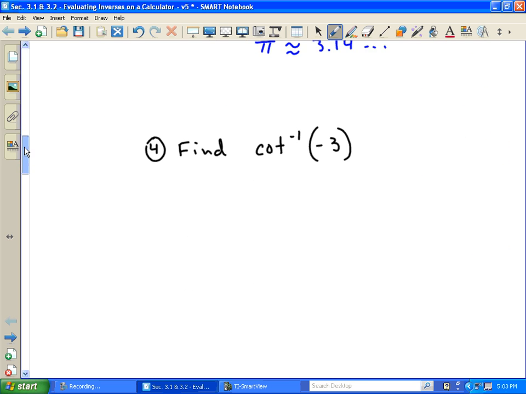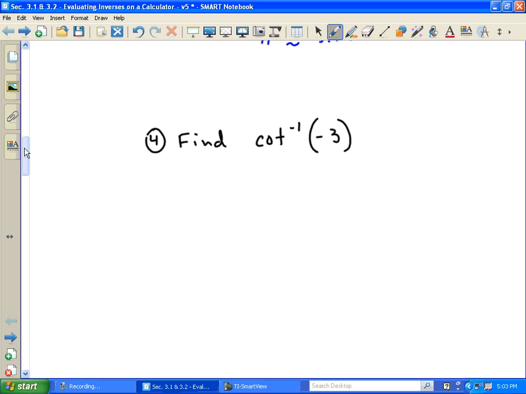As another example, let's find cotangent inverse of -3. Now I'm going to let you realize that on this particular example, I show you something different than what the book shows you. If you'd like to do the way the book shows you, that's fine. If not, here's another way to do it. On here, I don't have a cotangent inverse button on my calculator, so I'm going to convert this to tangent inverse, and I make sure to take the reciprocal of the number on the inside. That's the proper way to type this in our calculator.